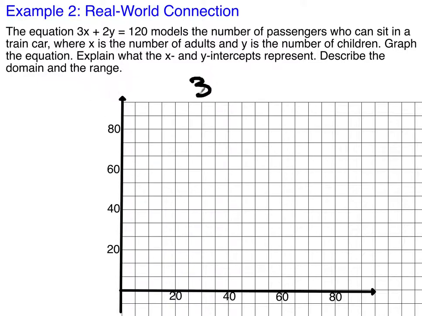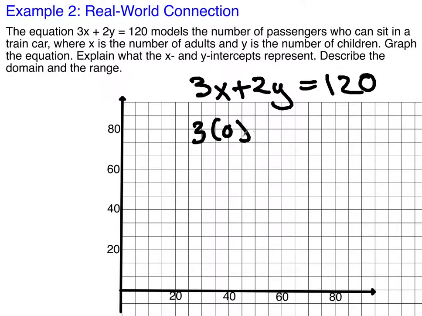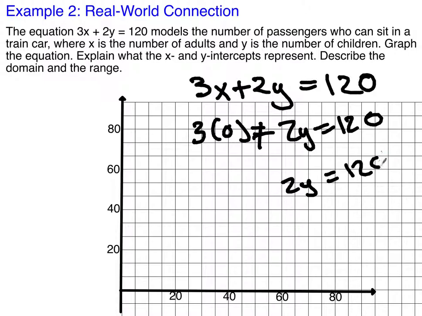Alright, so this is in standard form. The x and the y are both on the same side of the equation. In this case, they're both on the left side of the equation. The best way to graph something that looks like this when it's in standard form is to plug in 0 for x to find the y-intercept. So if I plug in 0 for x, that's right here. When x is 0, it's going to tell me where it crosses the y-axis. So plus 2y equals 120. This reduces to 2y equals 120 and y equals 60. So we got the point (0, 60). That's one of the points on our graph.